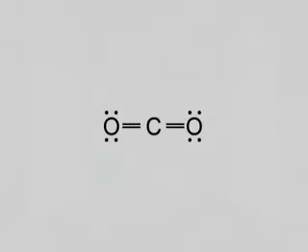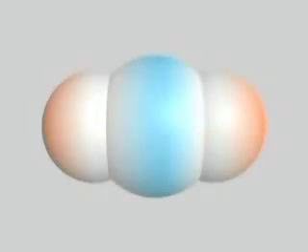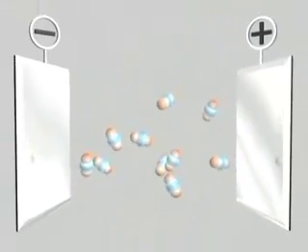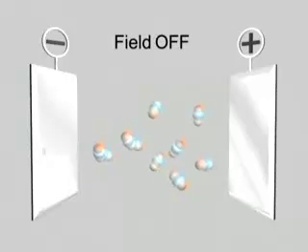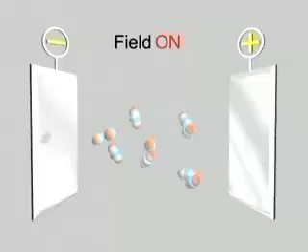For example, in carbon dioxide, since oxygen is more electronegative than carbon, each bond is highly polar. But the linear molecular shape makes the bond polarities cancel each other, so the CO2 molecule is nonpolar. Notice that the orientation of the molecules is random, whether the field is off or on.